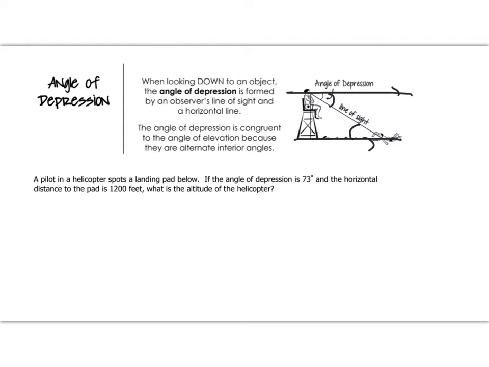So this time, a pilot in a helicopter. So I need a helicopter. Let's see. That's not a very good helicopter, but whatever. Okay, so a pilot in a helicopter spots a landing pad below. So what you need to know is that the pilot is looking straight ahead, and then he sees a landing pad below. So we're going to make this our landing pad.